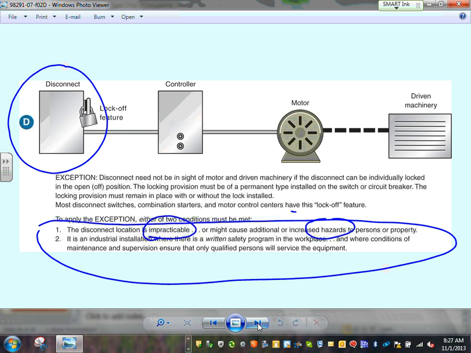Yep, that's why inspectors will walk in and say, okay, where's the disconnect? Well, it's in the second room, locked. Okay, why did you put it there? Well, it's impractical. Show me why it's impractical, or why it's a hazard. Is it a gas station? You don't want to put it in an explosion-proof area? So that's condition number one.